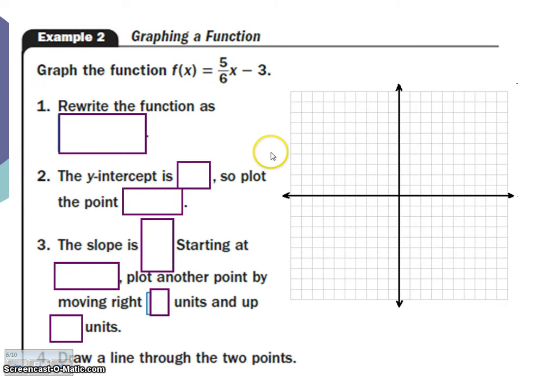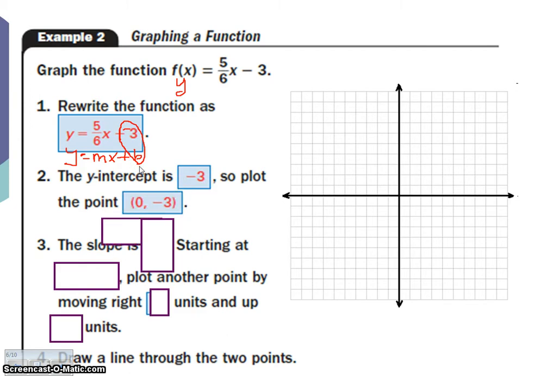Graphing a function. You can graph a function by first rewriting the function as y equals 5 over 6 x minus 3. So again, that's why the f of x is really just y. It's just another way to write it. So what's the y-intercept? Well, here's your y equals mx plus b. Let's change the subtraction to adding the opposite. So y-intercept, where's b? Negative 3.